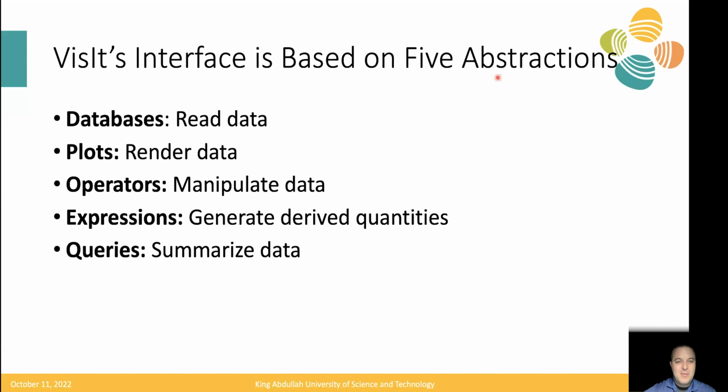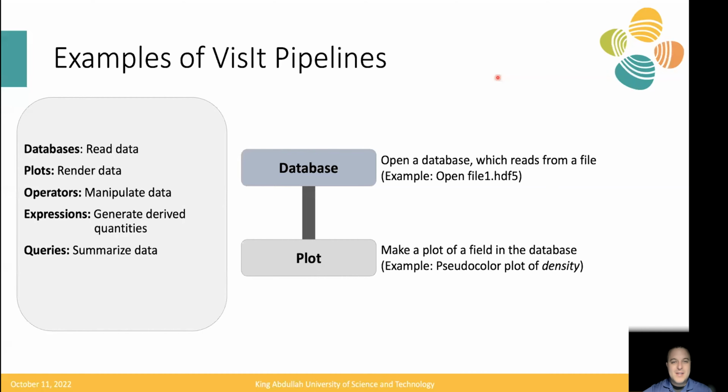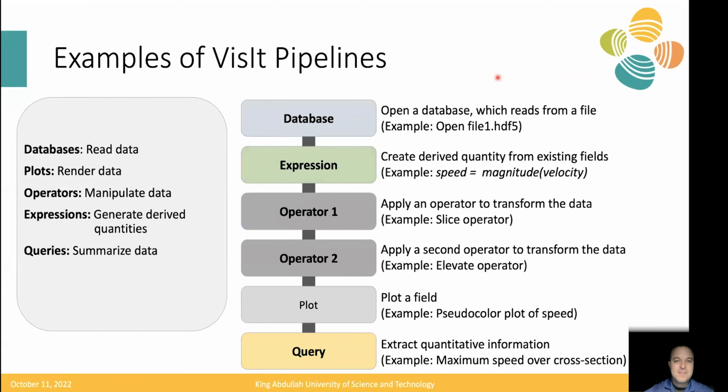So as an example of what some of this means, here's an example of a VisIt pipeline. This is probably the simplest pipeline you can do in VisIt. First, you open a database and then create a plot. In this case, we're opening an HDF5 file, reading the data, and creating a pseudo-color plot of density. So that's using 2 of the 5 different abstractions to create a pipeline.